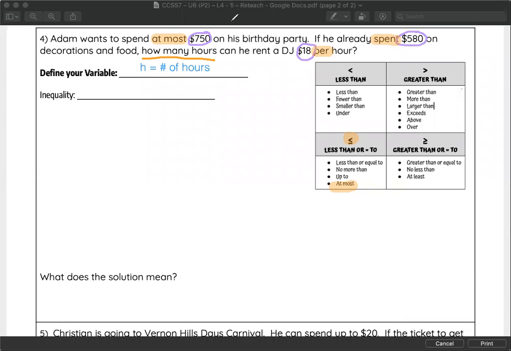So let's set up our inequality. At most 750, so that's our total. And at most, we already decided is less than or equal to 750. He already spent $580, so we started at 580. Plus he's spending $18 per hour, so 18 times the number of hours on the DJ. Now we have an inequality we can solve.